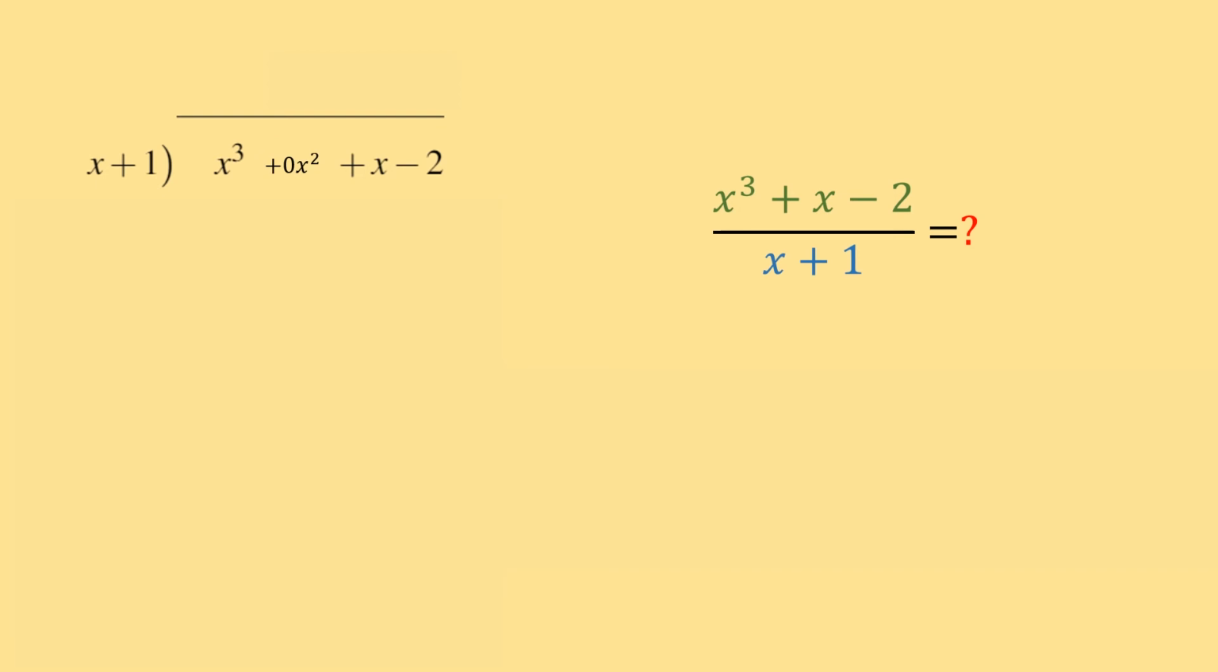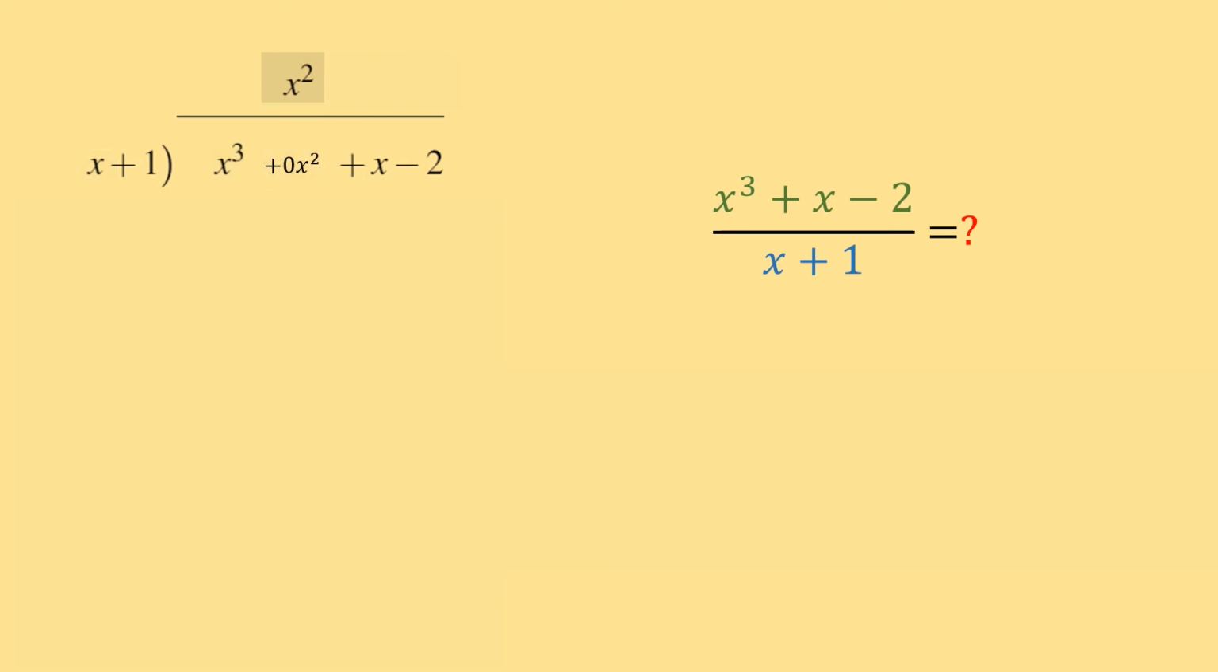So we begin just like we did the last problem. The highest degree of my divisor is x. The highest degree of my dividend is x to the third power. So I take x times what gets me x to the third power? Well, that's going to be x squared. x squared times x gets me x to the third. So I put x squared up top, and I make sure I align that with my 0x squared.